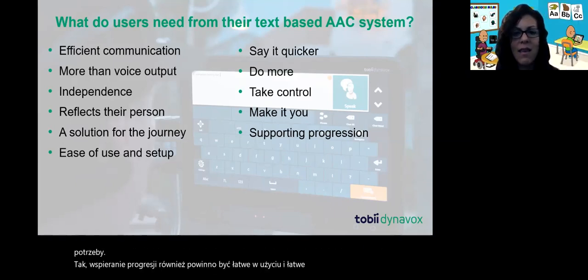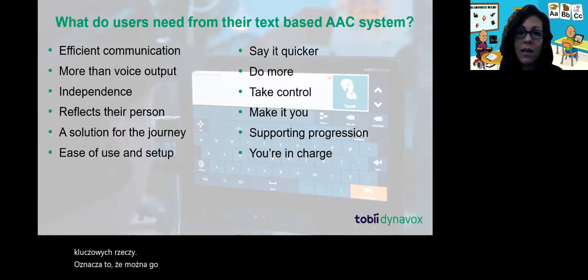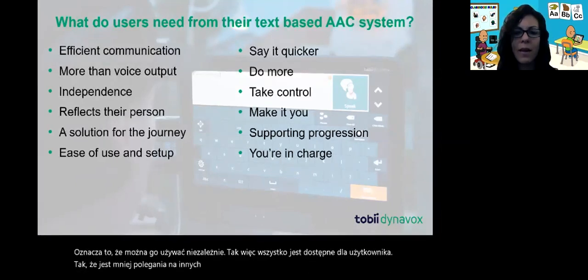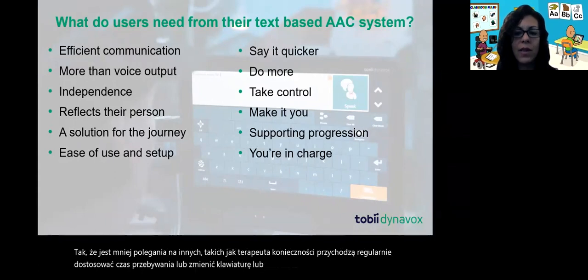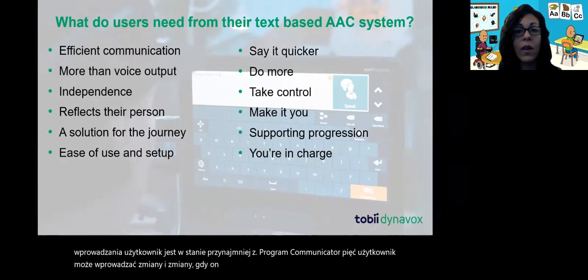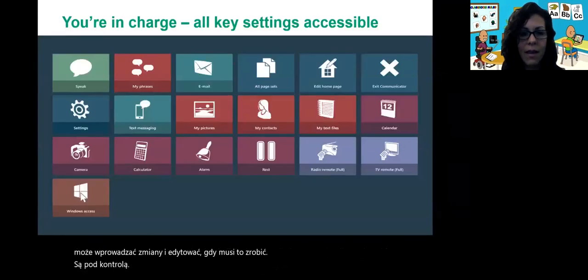And one of the key things is that you can use it independently. So everything is accessible to the user so that there's less reliance on others, such as a therapist having to come by regularly to adapt the dwell time or to change the keyboard or put in a different input method. The user is able, at least with Communicator 5, to make changes and edits when he or she needs to, so that they're in control. And we'll get into the you're in charge settings.